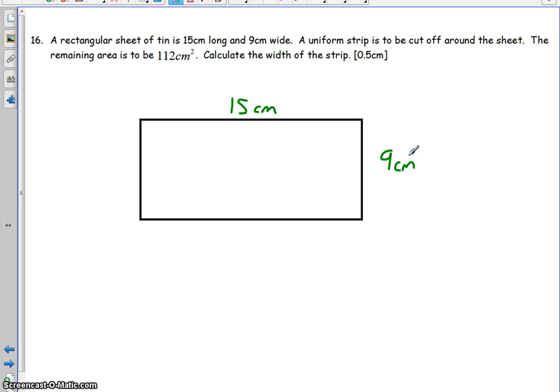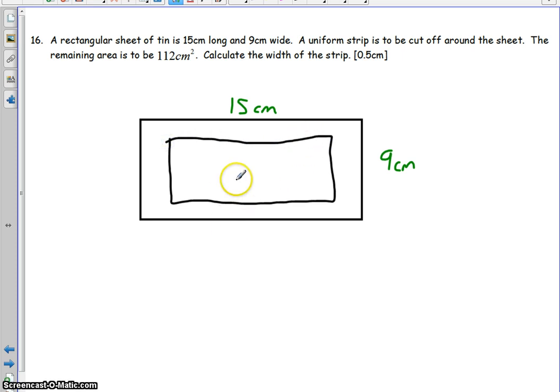Then what we're doing with this is we're going to cut off a uniform strip around the sheet. So again, uniform means it'll be the same distance from either side. So we're going to cut off a strip all the way around the sheet, and we're going to be left with a smaller rectangle on the inside. So let's just sketch that out. Okay, and what we're told is that what's left over is going to have an area of 112 square centimeters, and we want to figure out how large a strip was cut off from each side.